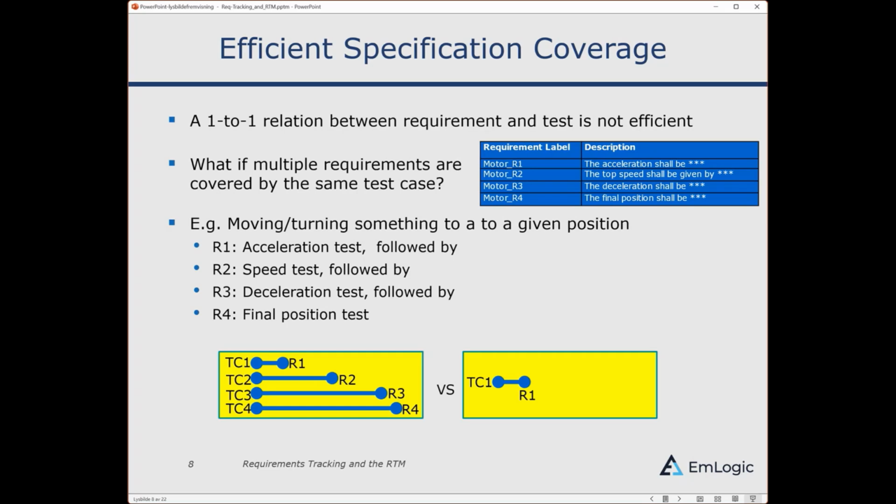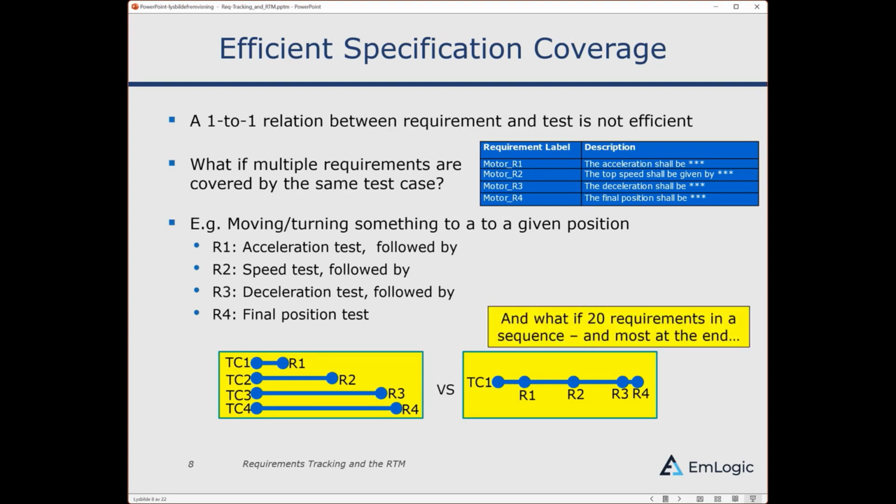Whereas what we could have in this case would be one single test case where we first test requirement 1, then requirement 2, then requirement 3, then requirement 4, because they do happen in a given sequence, in given order. And of course, this is an example with 4 requirements. What if you have many requirements that could in fact be tested in sequence? And even worse, what if most of these requirements are things we can only verify at the end of this sequence? That will be extremely time consuming. It's far more efficient to test multiple requirements per test.